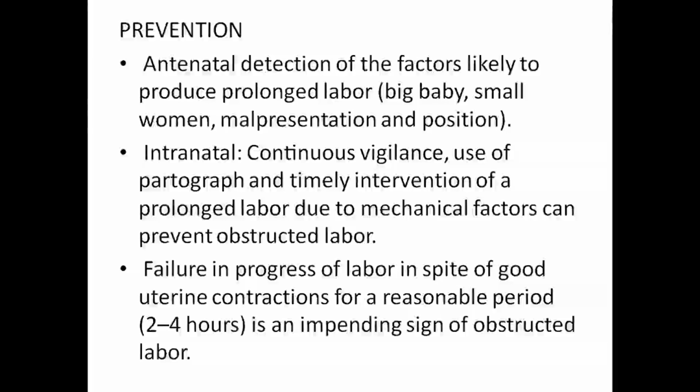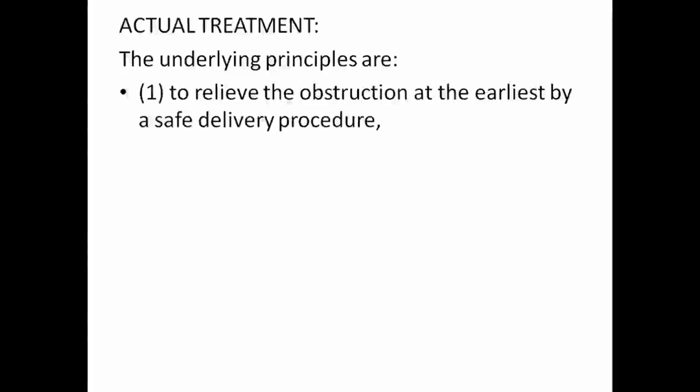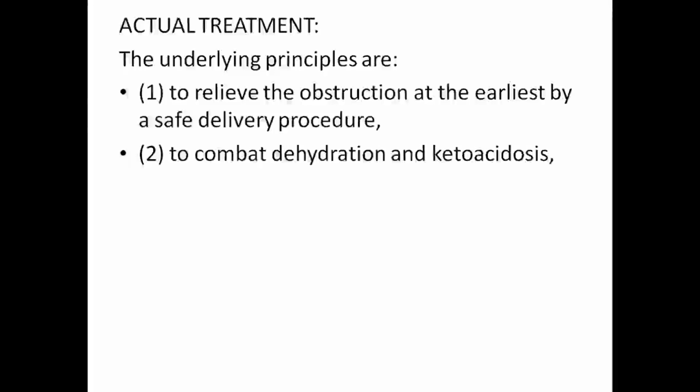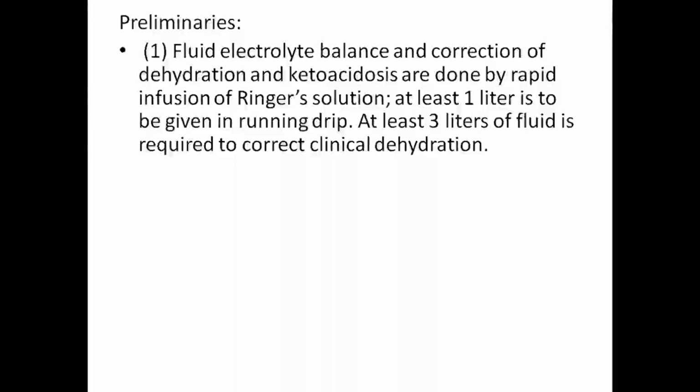Failure of progress of labor in spite of good uterine contraction for a reasonable period, at least 2 to 4 hours, is an impending sign of obstructed labor. Actual treatment. The underlying principles are to relieve the obstruction at the earliest by a safe delivery procedure, to combat dehydration and ketosis, and to control sepsis. Preliminaries: fluid electrolyte balance and correction of the dehydration and ketosis are done by rapid infusion of glucose solution. At least 1 liter is to be given running drip. At least 3 liters of fluid is required to correct clinical dehydration.